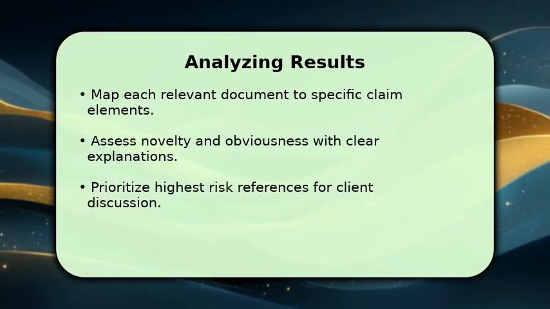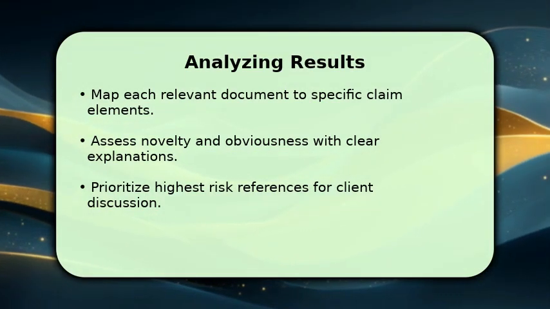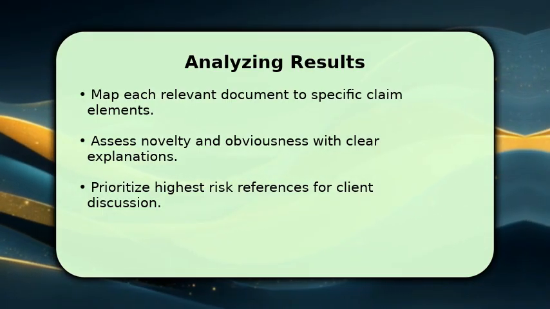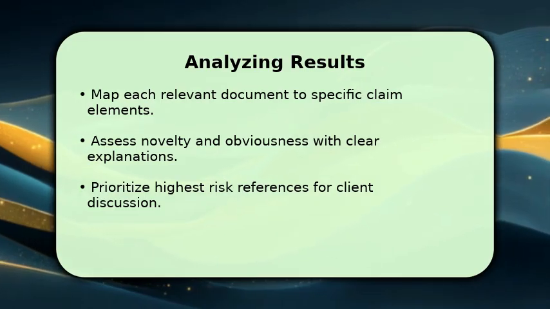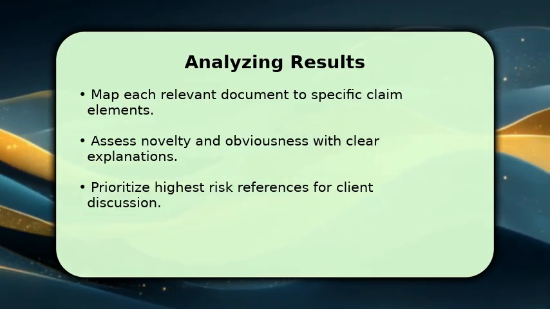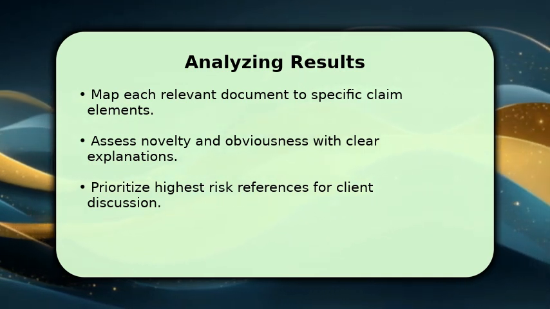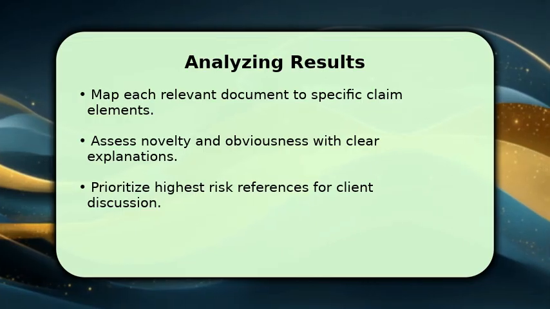Organize results by relevance and map each document directly to claim elements to show overlap or gaps. For each reference, explain its teachings and why it supports or weakens novelty or inventive step. Rate the strength and importance of prior art and flag references that present the most risk.